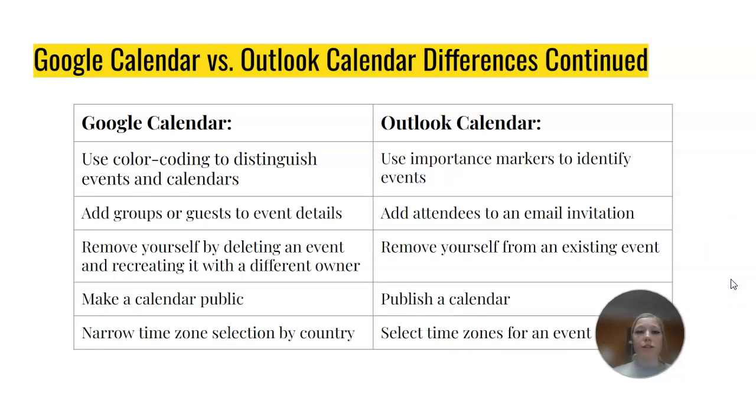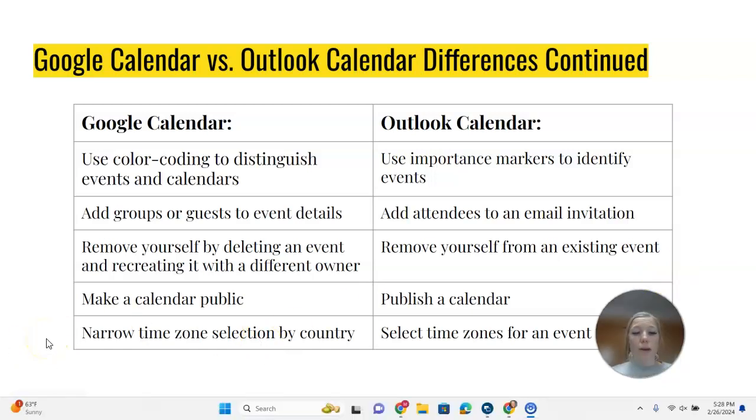More differences continued. On Google, you use color coding to distinguish events and calendars, whereas Outlook, you just use important markers to identify events, so they don't always stick out. On Google, you add groups or guests to event details, whereas Outlook, you add attendees to an email invitation. On Google, you remove yourself by deleting an event and recreating it with a different owner. On Outlook, you remove yourself from an existing event.